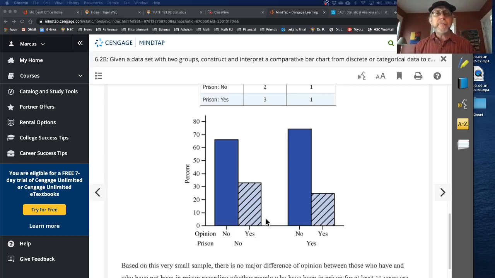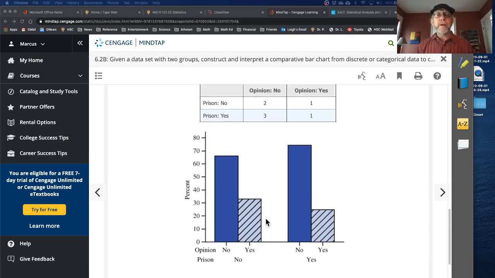So what we would say from this is that there doesn't seem to be a strong relationship between direct experience, whether you or a family member have served time in prison or not, and your opinion about whether 10 years in prison is going to deter you from committing another crime after you're released. There doesn't seem to be a strong relationship between those two variables. And so that's useful information.